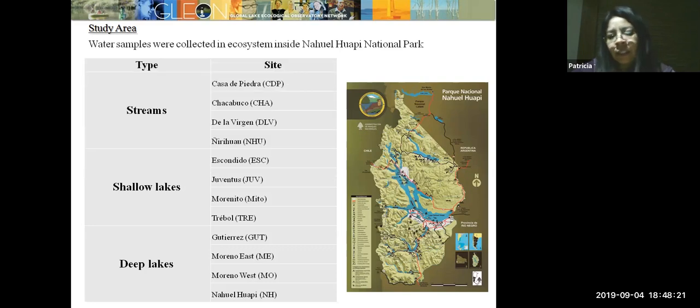In this national park, we selected 4 streams, 4 shallow lakes that were less than 15 meters deep, and we also sampled 4 deep lakes that on average were 100 meters deep. Nahuel Lake is one of the largest lakes in the area, and on average it's around 200 meters, but in some parts of the lake it is 450 meters, so it's a very, very deep lake.